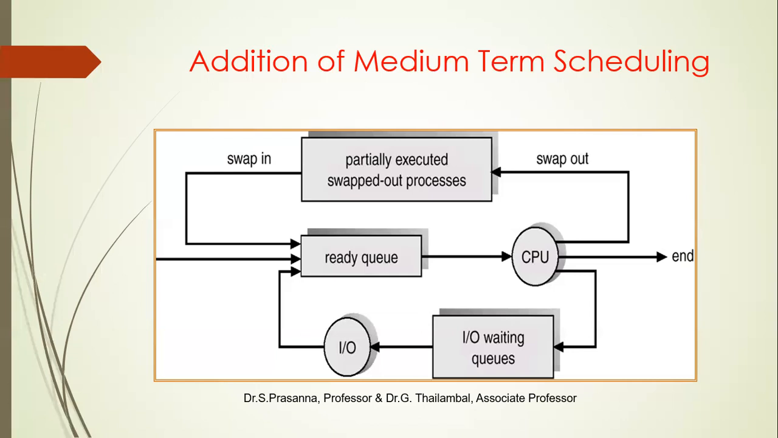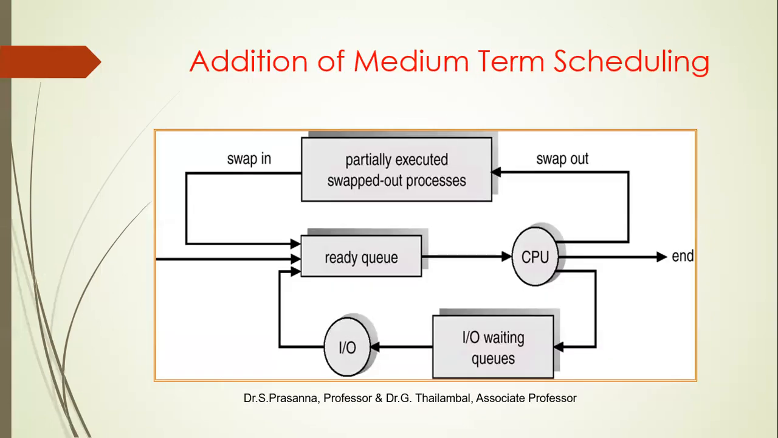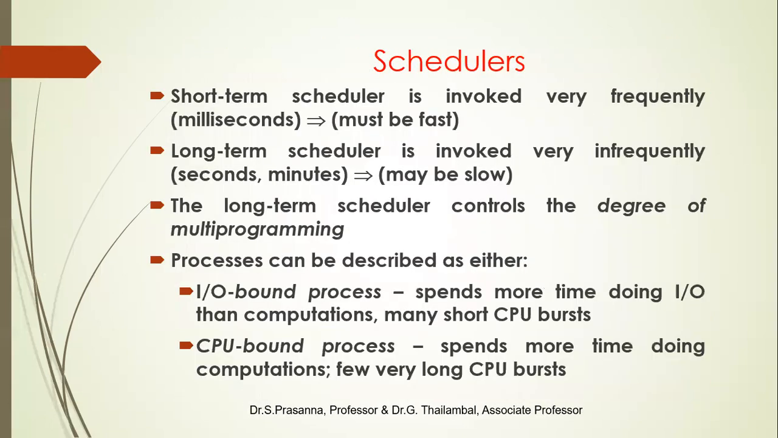So this is done by the medium term scheduling. Whenever needed only, we can use this medium term scheduling, or else it is enough if we use the concept we have seen already, the representation of process scheduling. And as for the schedulers' work, the short-term scheduler is invoked very frequently, that is, within milliseconds it has to select the process and move it from the ready queue to the CPU.